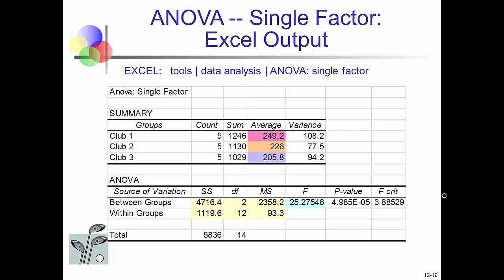Excel provides us the F score and the F critical value. You'll notice this is the same F score that we calculated on the other slide, but it did all the mathematical work for us, and it already went to the table, or F inverse, and found the F critical value for us. You'll also notice that Excel can provide us with a p-value if you like the p-value test better than the critical value test.